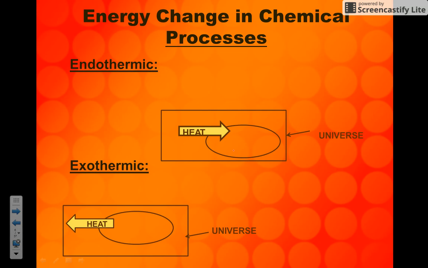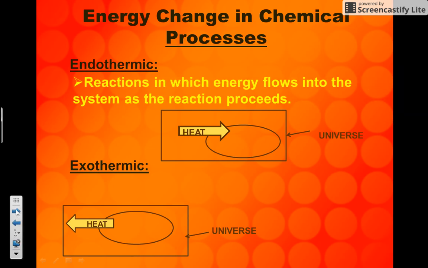So here we have two examples, endothermic and exothermic. Here we have the system, and the system is what's going to be represented by this oval here, and then around the system are the surroundings, and then consider the whole box representing the universe. Reactions in which energy flows into the system as the reaction proceeds are called endothermic processes.